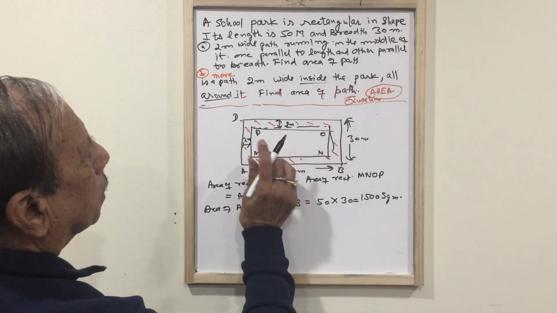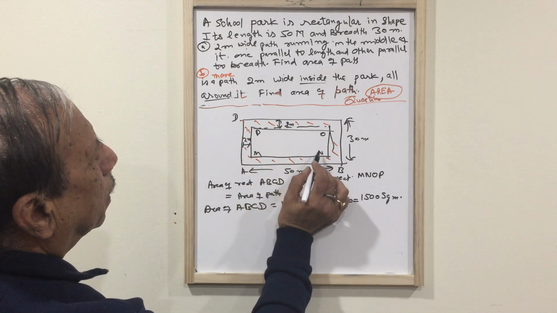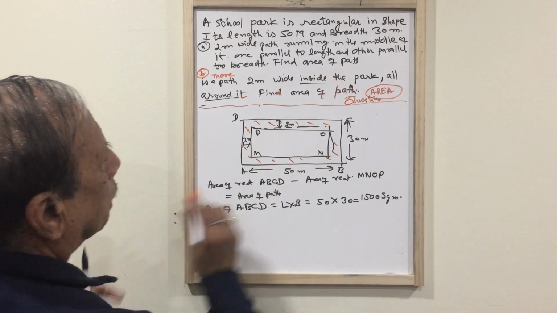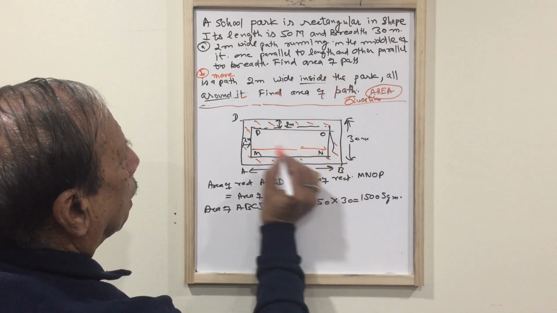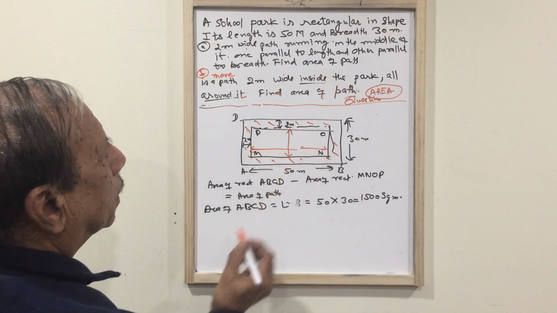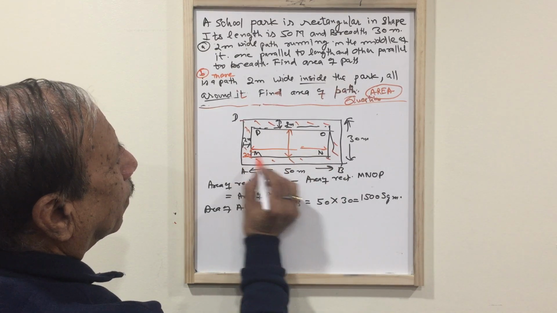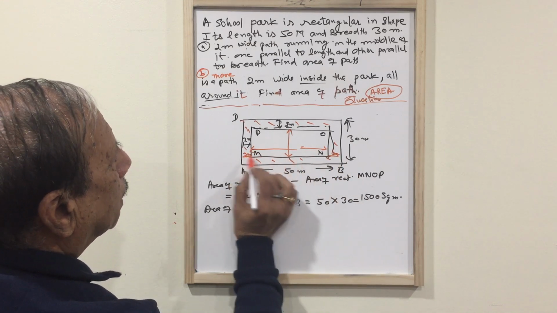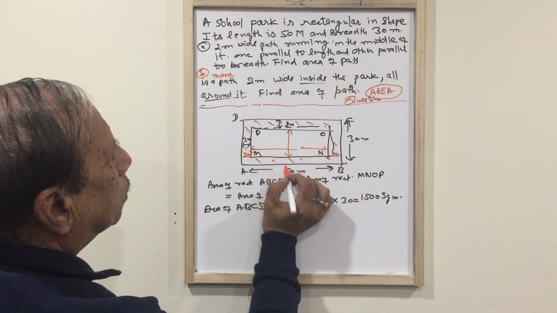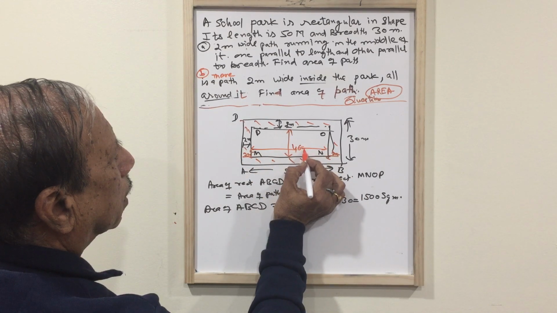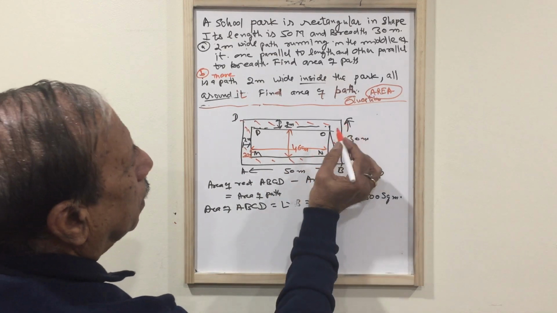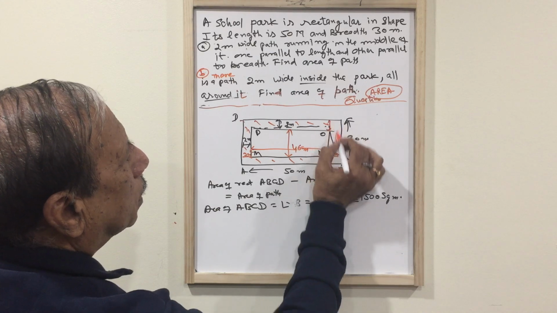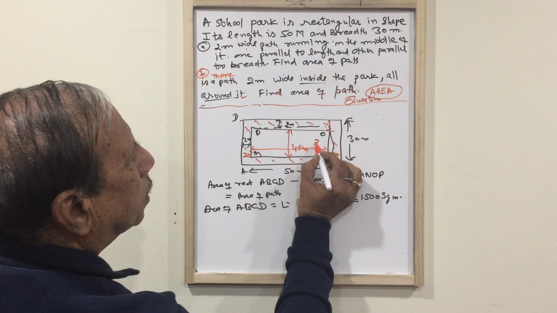Now the inner rectangle is MNOP. The length MN and the other length we have to find out. This is 2 meters, this is 2 meters, total is 50 meters. So we minus 2 meters and 2 meters on this side, so we are left with 46 meters. Similarly here, 2 meters from this side, 2 meters from this side, total is 30 meters, so 30 minus 4 is 26 meters.